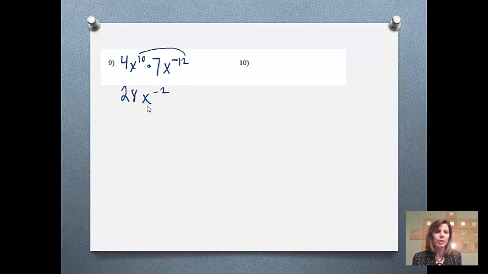So that was one property. And then our other property is we're not allowed to have negative exponents. So to make this positive, we can move it down to the denominator of the fraction. So we'll have 28 over x to the positive 2. And that will be my answer.